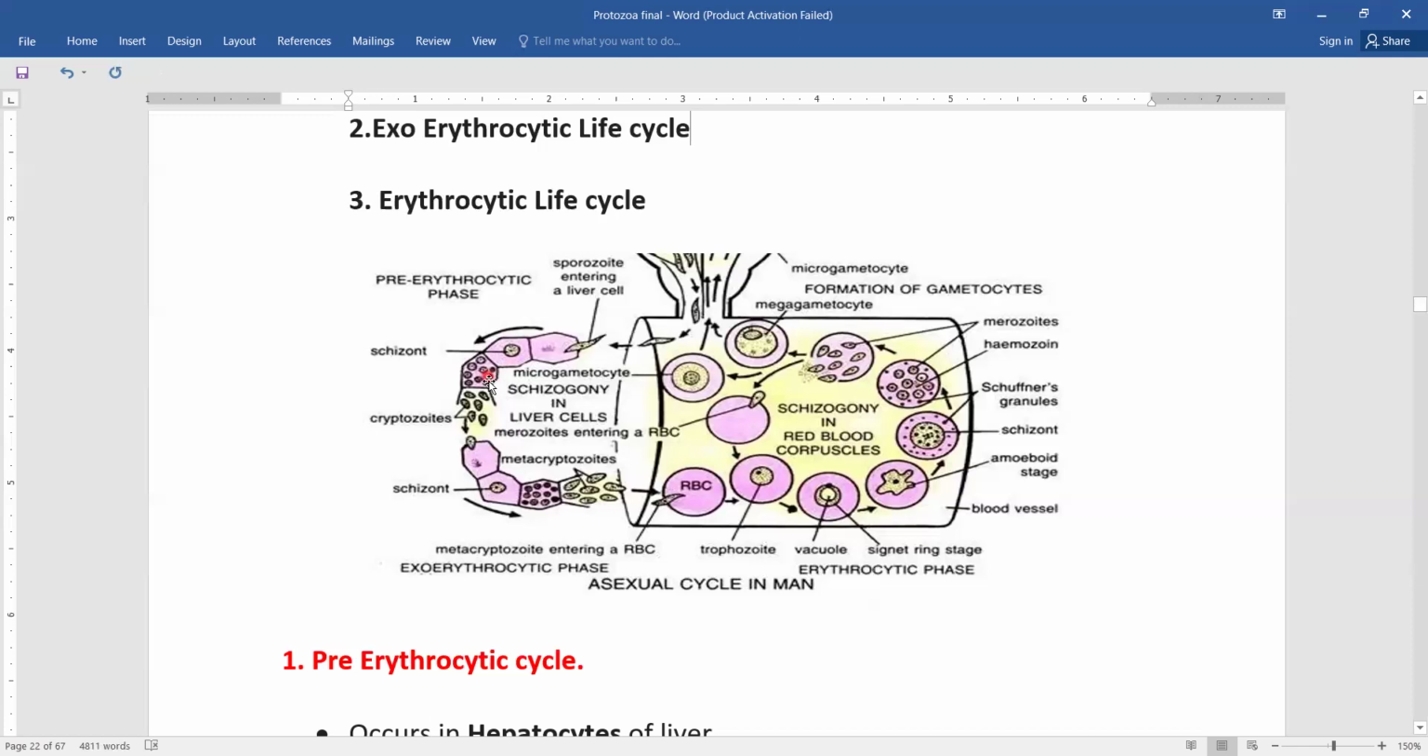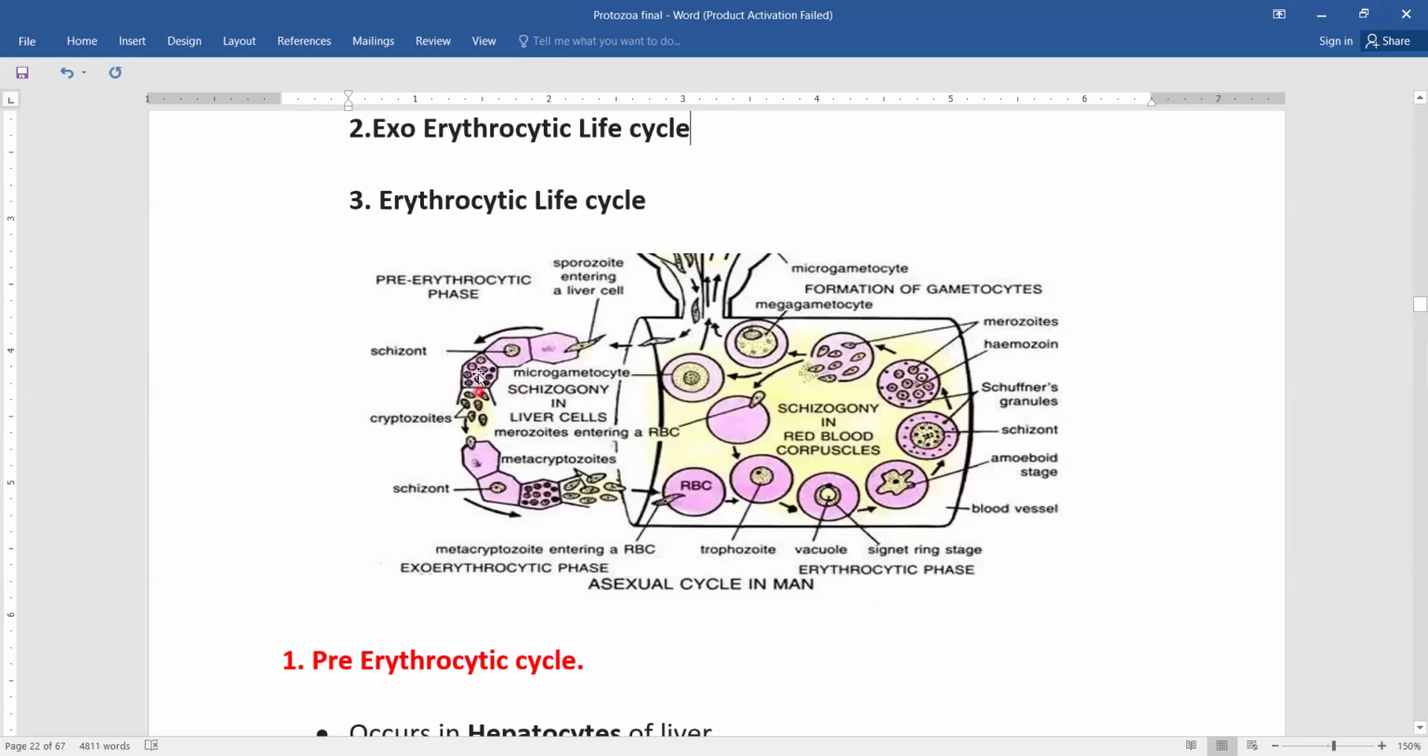Okay, to form many schizonts. So they are called cryptozoites. Okay, so these cryptozoites fill the liver cell, and the liver cell is broken. So now the cryptozoites are released again into the liver vicinity area. So up to here is schizogony. This kind of asexual reproduction is called schizogony.